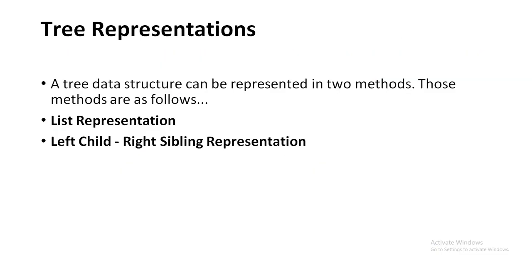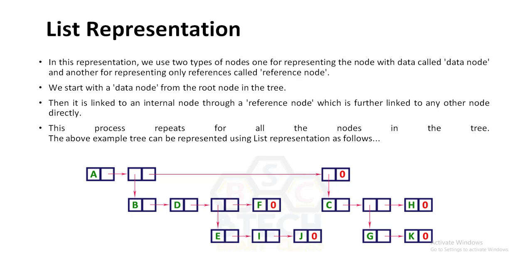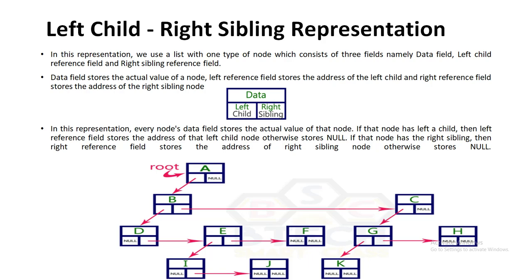So there are two kinds of representation, one using the list. In the list we have two node representations, one for data, and that node is referenced with the reference node. That reference node will have the pointers to the left and right child. In the left child right sibling representation, data is stored with the left child and the right sibling. Data stores the value of the node, and left child and right sibling refer to the left child and the right sibling of the node. If there is no child at all, those two values are null. So this is the representation.